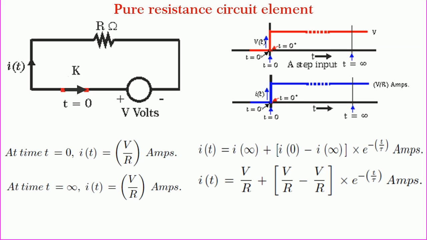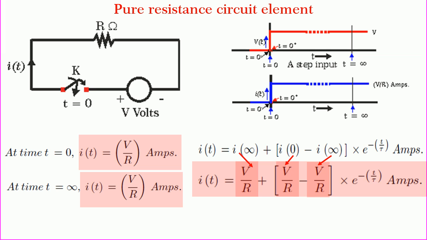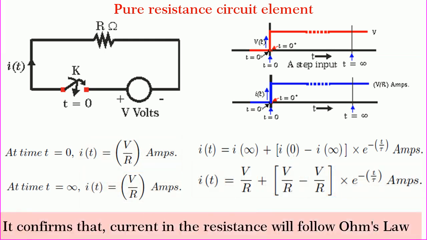How do we substantiate this? Let us use a very simple mathematical identity. I of t is equal to I of infinity plus, into bracket, I of 0 minus I of infinity, into e to the power of minus t by tau. By substituting the values of currents at t equal to 0 and at t equal to infinity, we get I of t is equal to V by R amperes. It confirms that the current in the resistance follows Ohm's law.